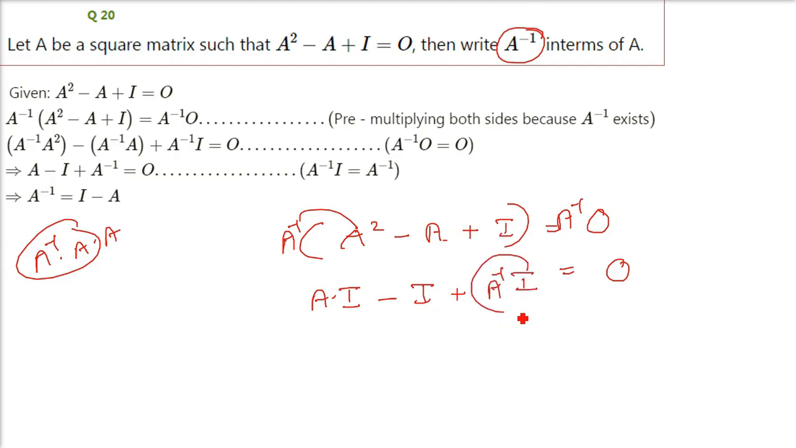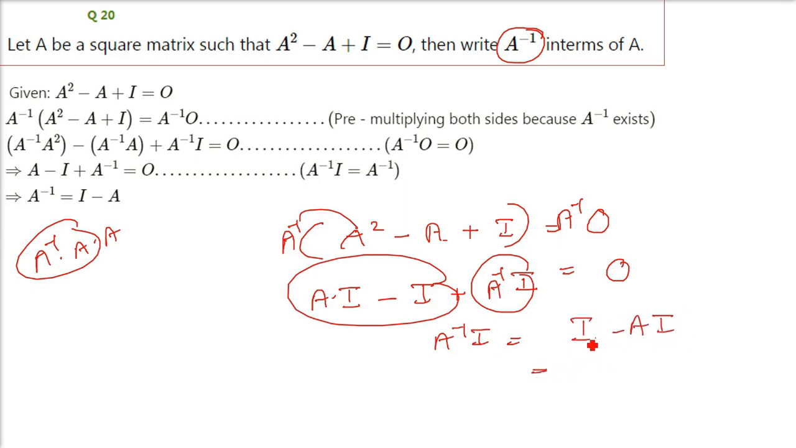Now A inverse into I, if you multiply anything with the identity matrix, you get the same matrix back. So A inverse I, take the other things on the right hand side. Null matrix we don't deal. I minus AI. A into I is again A, because anything multiplied by the identity matrix you get the same matrix back. So what do you get? I minus A. This is your final answer.